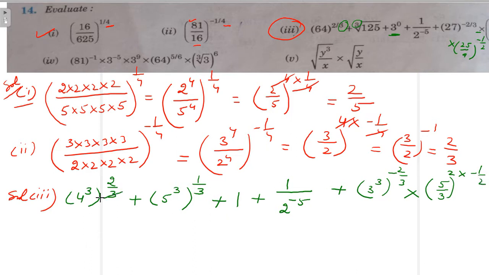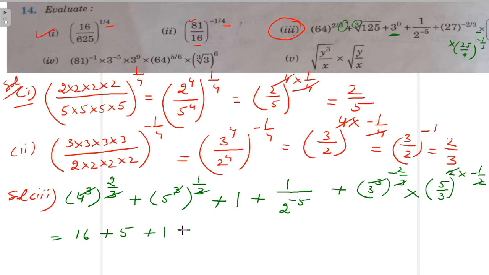So this got cancelled with this, got cancelled with this, got cancelled with this, got cancelled with this, got cancelled with this, right? So what we have, 4 raised to power 2 means 4 4s are 16, 5 is alone, 5, 1 is alone, 5.